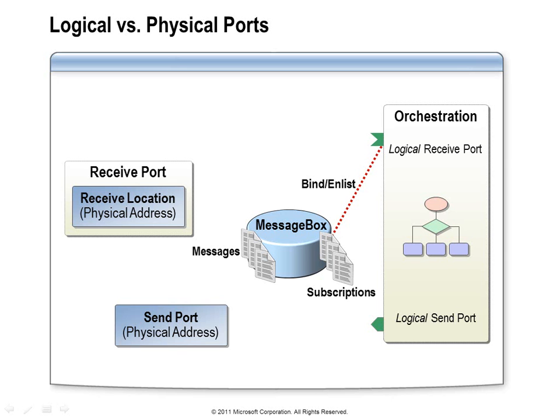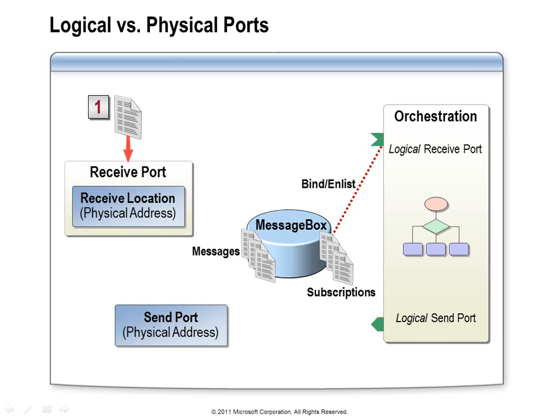Now, when a message comes in through a particular receive port and it gets published into the message box, one of the properties in its message context is the unique ID of the receive port. So, when we bind a logical receive port to a physical receive port, one of the conditions within the subscription is that the message context needs to indicate that this message arrived through the receive port that we chose in our binding. Now, once we've done that, our orchestration is ready to receive messages.